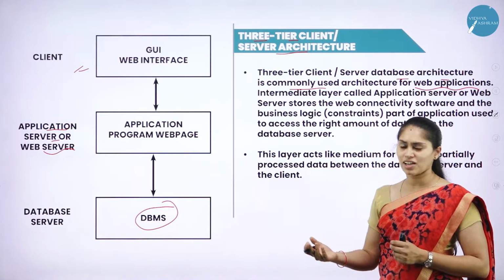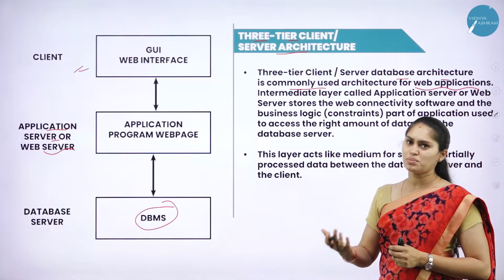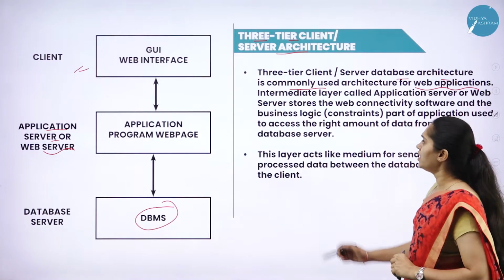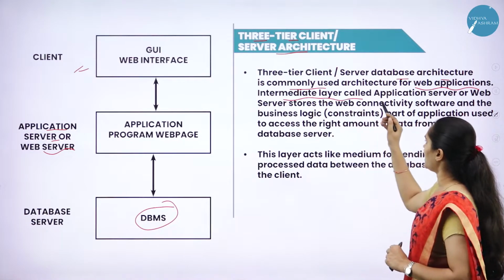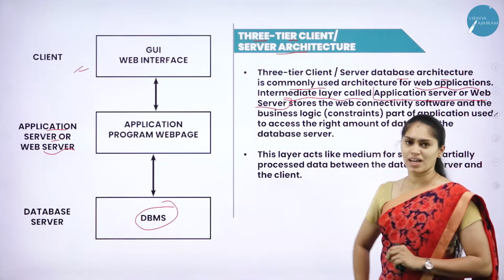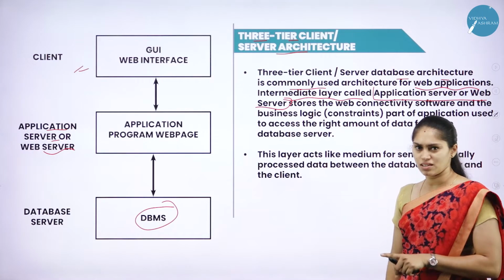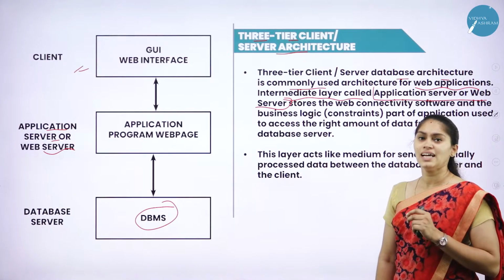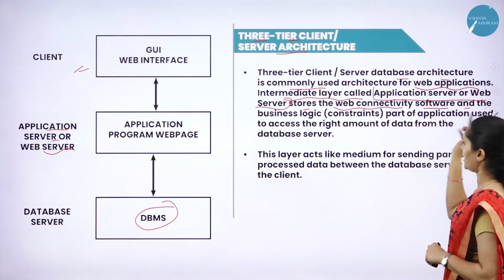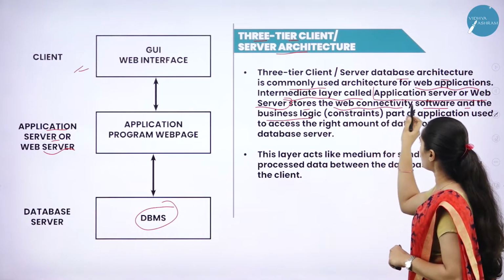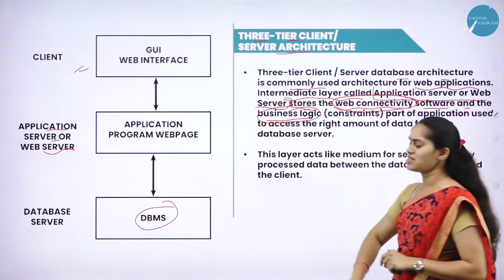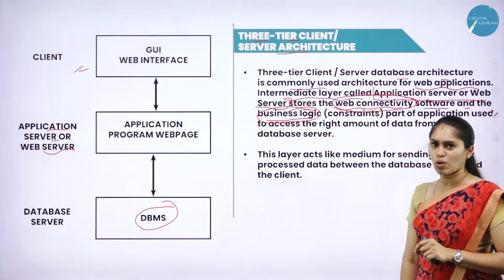If it is a web application, then we are going to create a website, and it will be a collection of web pages also. And also here we have an intermediary layer called application server or a web server. That is going to act as an intermediary layer. So that stores the web connectivity software and the business logic. Important terminologies you have to remember: one is web connectivity and another one is business logic. Who is going to hold this data?